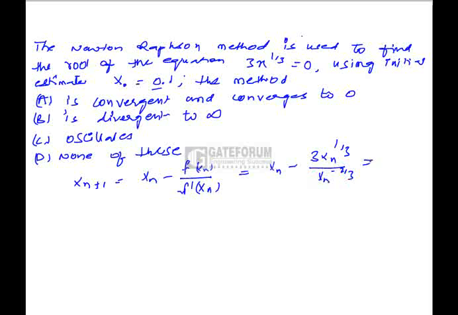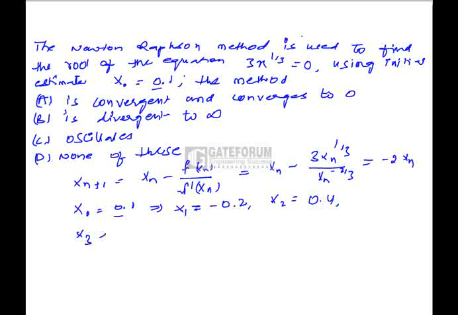So if we simplify this, we will get xn plus 1 as minus 2 into xn, and here the initial approximation x0 is given as 0.1. So let us calculate x1. x1 is equal to minus 2 into x0, and x0 is given as 0.1. So x1 will become minus 0.2, and x2 will become minus into minus plus, 0.2 into 2, plus 0.4.